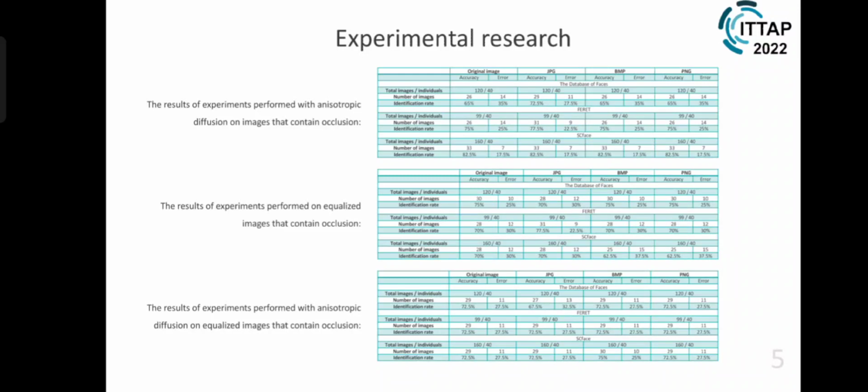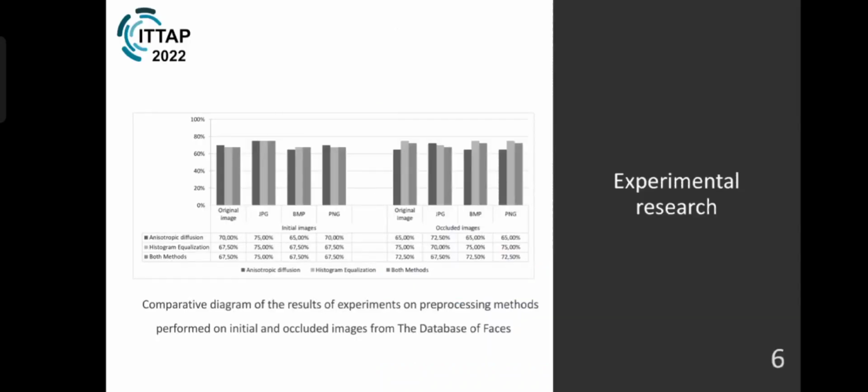Also, the formats of the images in the used databases vary. Since types of images can be uncompressed or compressed, and that fact can have an impact on the results of the experiments, it was decided to convert initial images to common uncompressed and compressed formats to perform the experiments more objectively. The figure on the screen presents the results for the initial and occluded images from the database of faces that were pre-processed with anisotropic diffusion, equalization, and the combination of these methods.